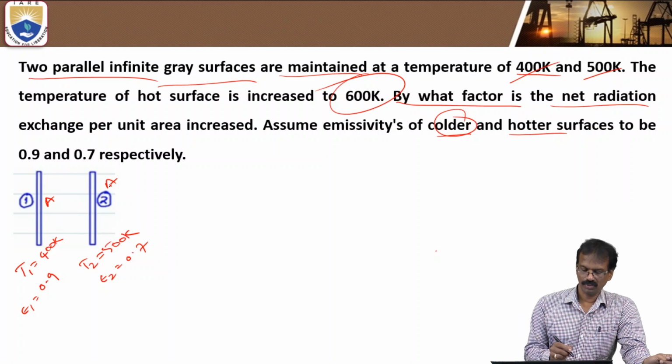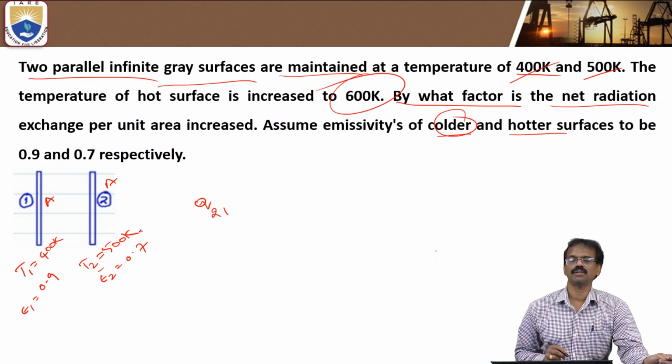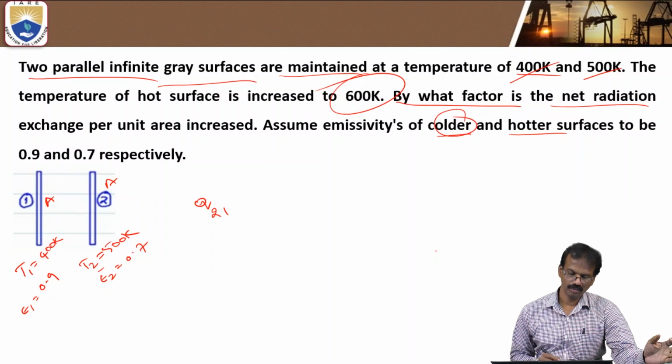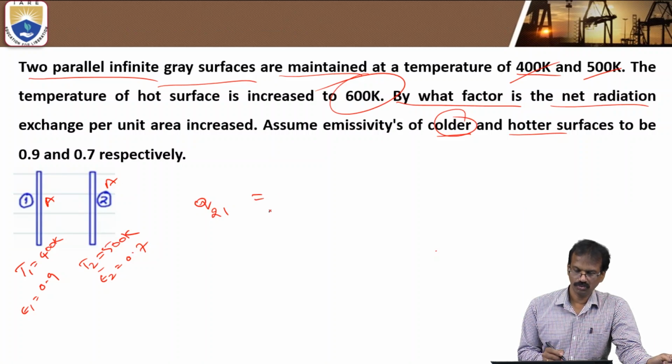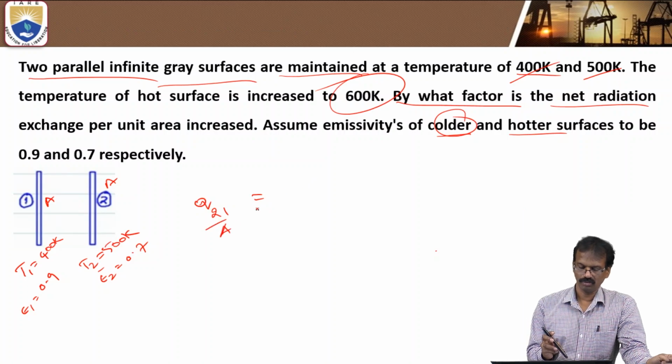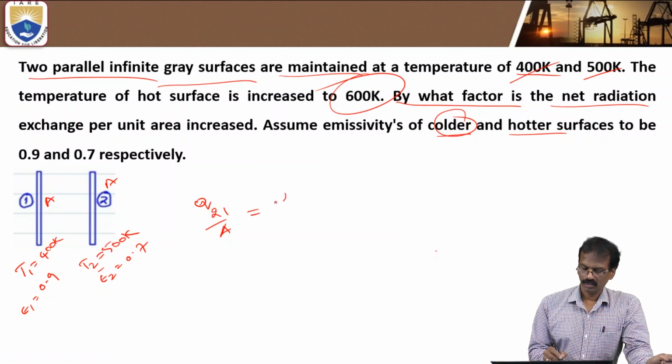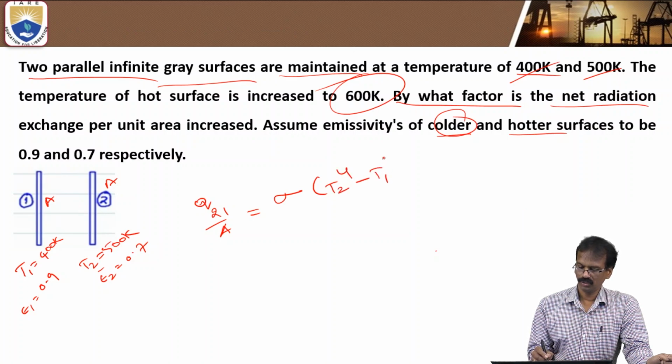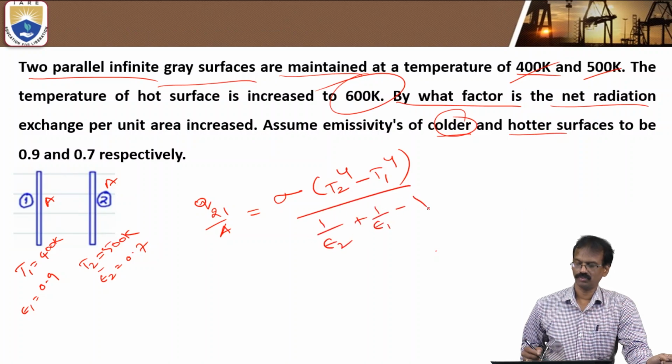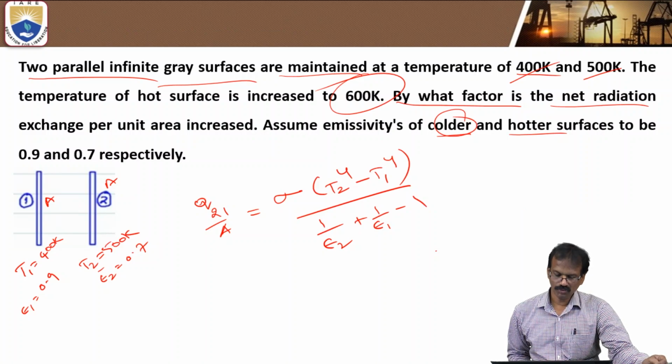Then you know this formula, which we already derived in the previous class. Heat transfer takes place from 2 to 1, because the temperature of the second body is higher than the first body. Q2 to 1 is the same formula. Q by A you can take per unit area, otherwise A is equal to 1. Q by A is equal to sigma into T2 to the power of 4 minus T1 to the power of 4, divided by 1 by epsilon 2 plus 1 by epsilon 1 minus 1. So by using this formula, you can find it.